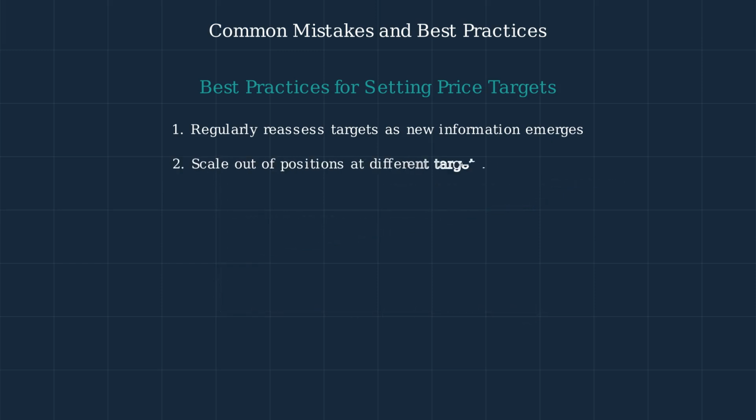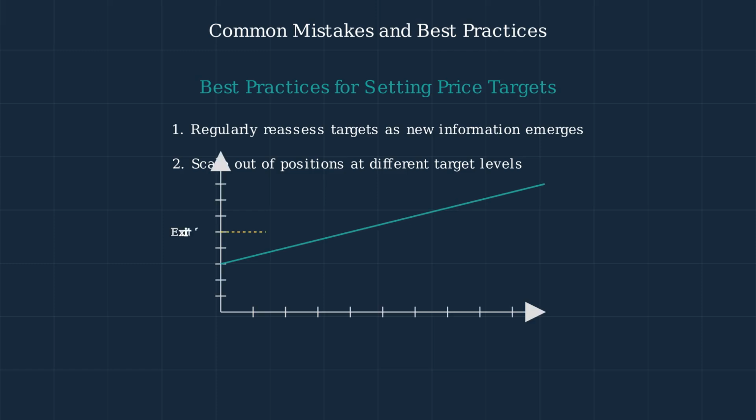Second, consider scaling out of positions at different target levels rather than exiting all at once. This approach helps manage uncertainty. By exiting portions of your position at different price targets, you can secure profits while still participating in potential further upside. This approach acknowledges the uncertainty in predicting exact price movements.